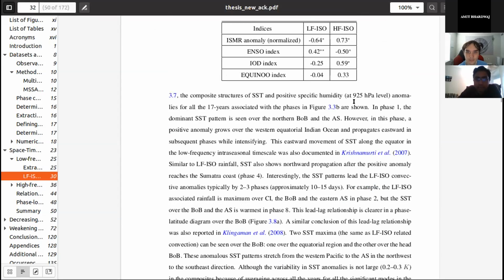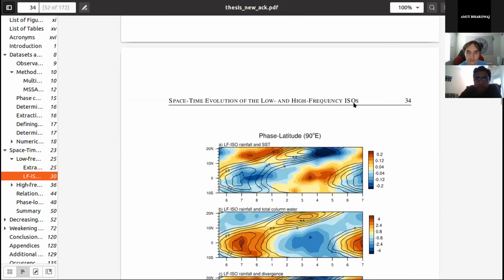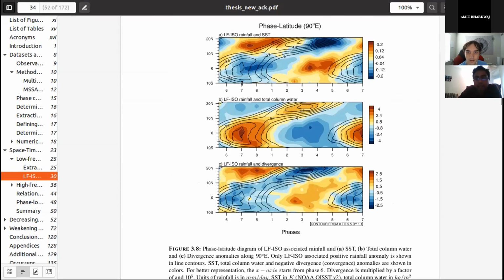You can do it either that way, or you can just plot like this, based on the phases. So these are basically 8 phases, and if you just plot along some particular latitude or longitude band against time, that may give some sense of propagation. Okay, let me go through it.